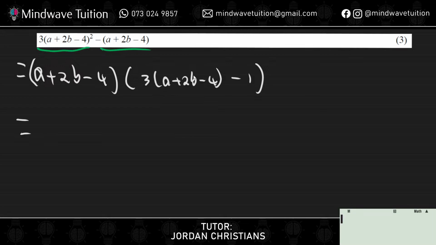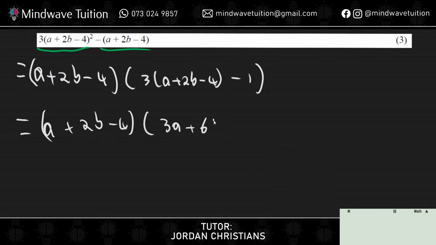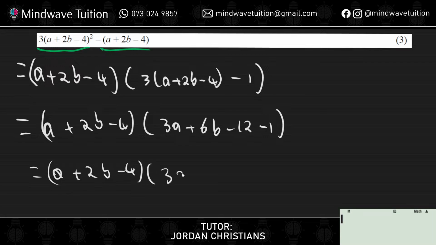This isn't done yet. Let's see if after we multiply everything out we end up with something else we can factorize inside that bracket. Plus 2b minus 4. So 3 times a is 3a, 3 times 2b is plus 6b, 3 times minus 4 will give me minus 12, minus 1, and that will group to 13. And that is your final answer. This cannot be factorized anymore.